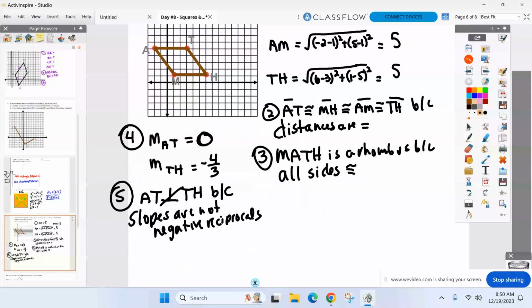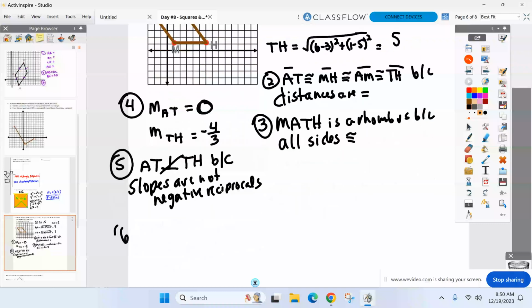And good work. Guess what? This thing's not a square then. How do we know that? I'm looking for some good wording here. Why is this not a square?